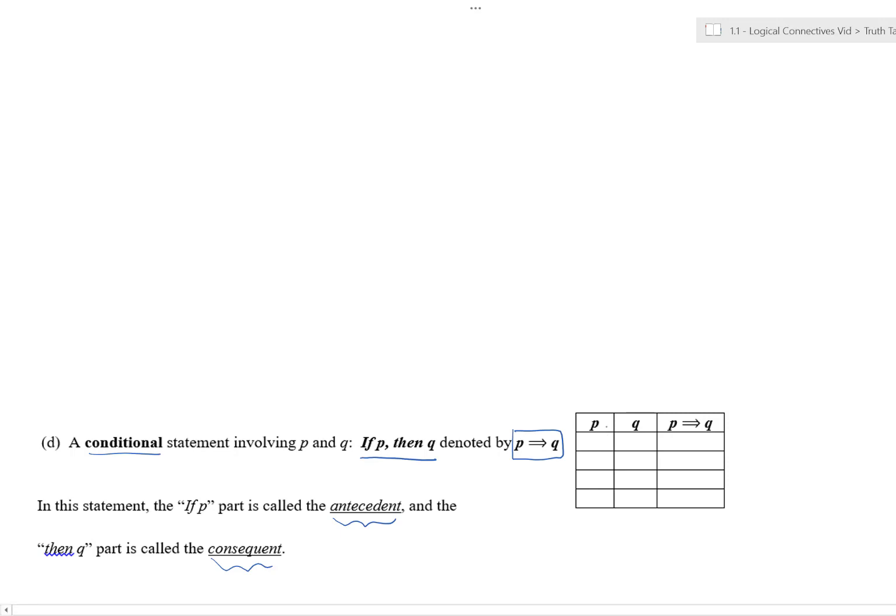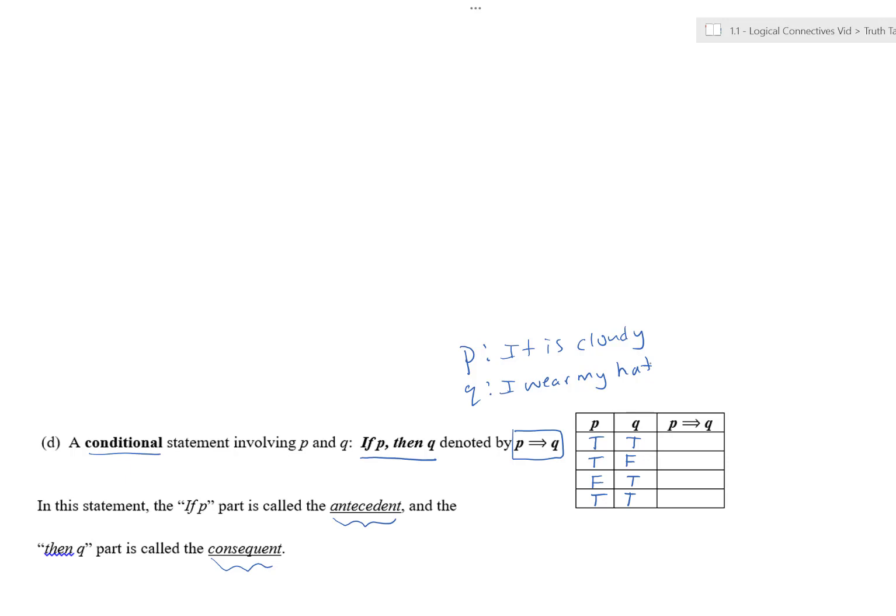All right, different possibilities for P and Q again. True, true, true, false, false, true, true, true. So the whole thing here is you start with something. If P, then something else, then Q. So let's just suppose that P is going to represent the statement, it is cloudy. And Q can represent the statement, I wear my hat. Okay. So, think of this, they're both true. If it is cloudy, true. Then I wear my hat. True. So, the premise of being if it's cloudy, then I wear my hat, it's true.